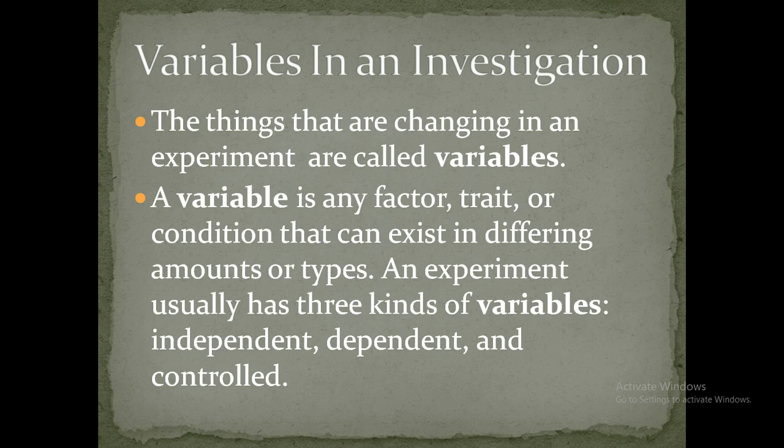Variable in an investigation. The things that are changing in an experiment are called variables. A variable is any factor, trait, or condition that can exist in different amounts or types. An experiment usually has three kinds of variables: independent, dependent, and controlled.